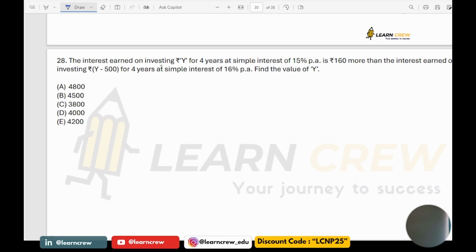Next, the interest earned by investing Y rupees for 4 years at simple interest of 15% per annum is 160 rupees more than the interest earned on Y minus 500 rupees for 4 years at simple interest of 16%. Find the value of Y. So what you can say here? Here 0.6y is going to be the interest. Here it is how much?